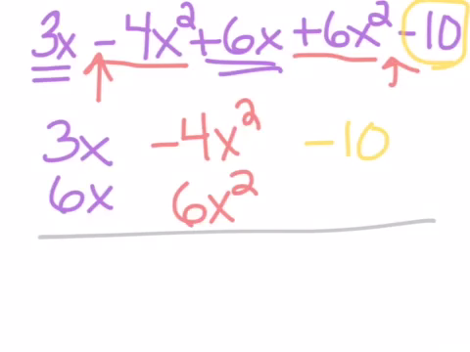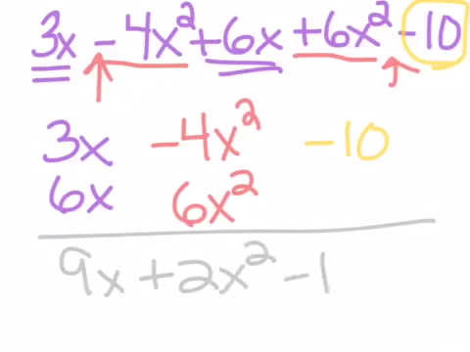All right, putting this together, 3 plus 6 is 9x. And then we have negative 4 and positive 6, so that's going to give us positive 2x squared. And the negative 10 doesn't have anything to combine with, so I just have negative 10. So my final answer is 9x plus 2x squared minus 10.